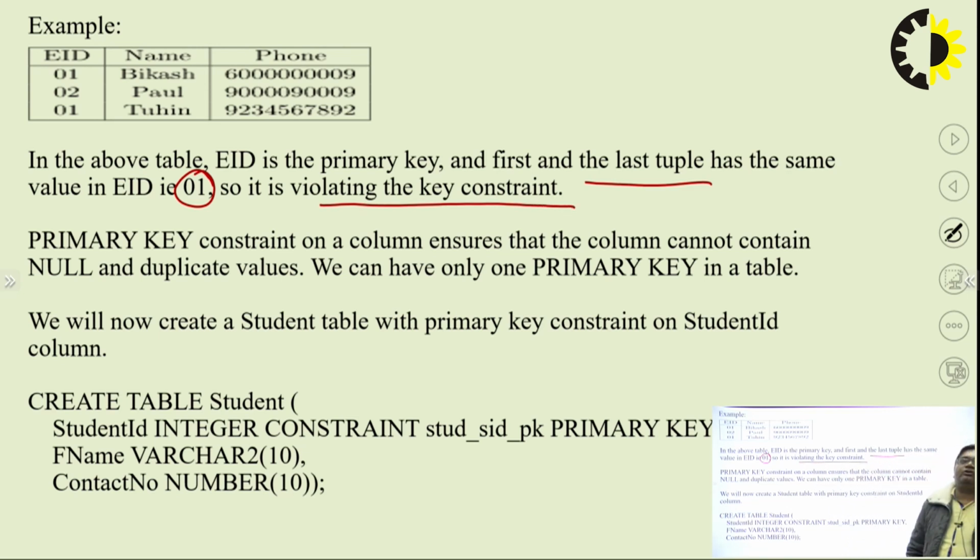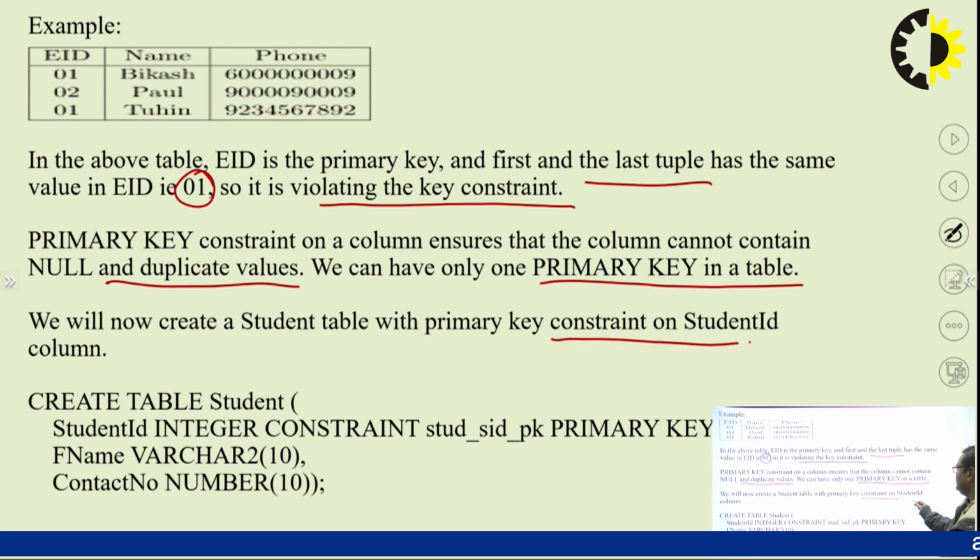A primary key constraint on a column ensures that the column cannot contain null and duplicate values. If we enforce a primary key constraint, then we cannot have null values and duplicate values. We can have only one primary key in a table. This is also important. We cannot have multiple primary keys implemented on the table, like saying this is also a primary key and this is also a primary key. That is not a valid way. So, we will now create a student table with a primary key constraint on student ID. So, student ID will be treated as the primary key.